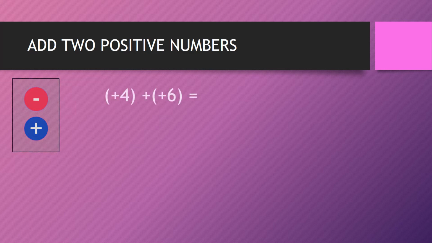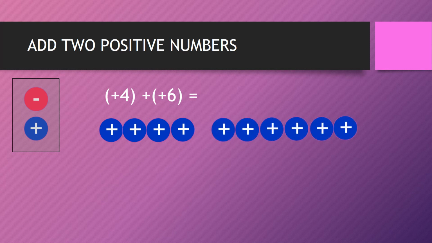To add 2 positive numbers, for example, positive 4 plus positive 6, I'm going to use 4 positive circles and 6 positive circles to represent this operation. Now, you see, I have 4 positive circles plus 6 positive circles. In this case, I don't have any 0 pair, because I don't have any red circle. If you count the number of circles, we conclude we have 10 circles.